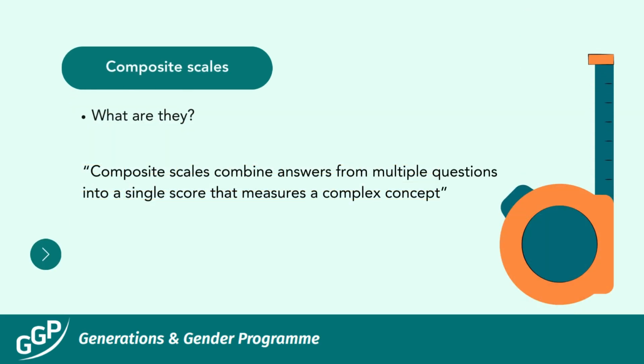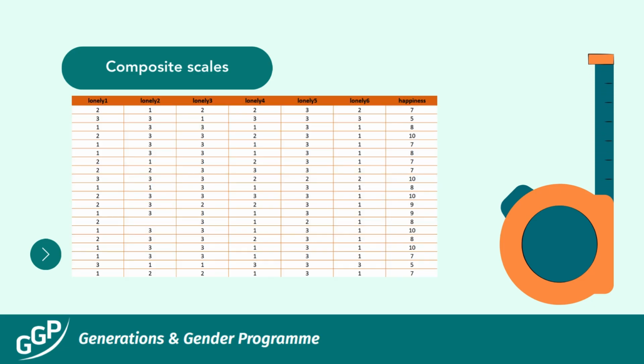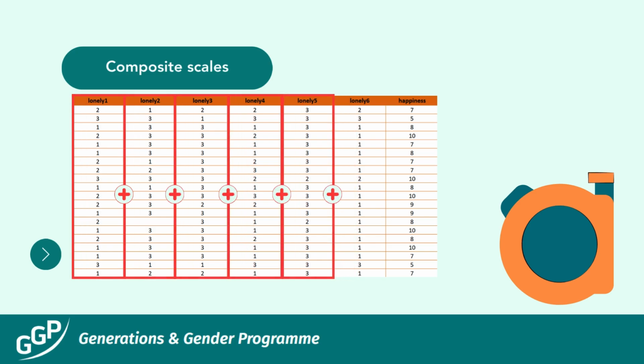Composite scales combine answers from multiple questions into a single score that measures a complex concept. For example, in our questionnaire, we extract different aspects of loneliness that you can then combine to have a single score.